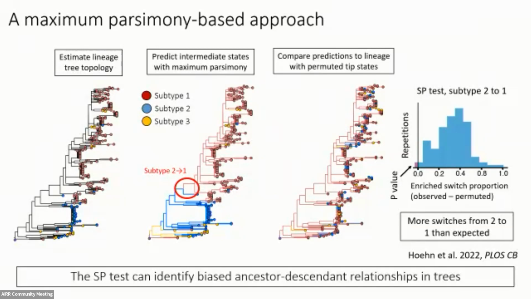So the positive bias of this distribution represents an enrichment of cell type switches in our observed tree compared to our permuted tree. And while I'm going to be showing a lot of these distributions, in practice, what we're really interested in is using this test to calculate p-values for this relationship. And the p-value is just the proportion of this distribution to the left of 0. So this test, which we call the SP test, can be used to identify biased ancestor-descendant relationships in trees.